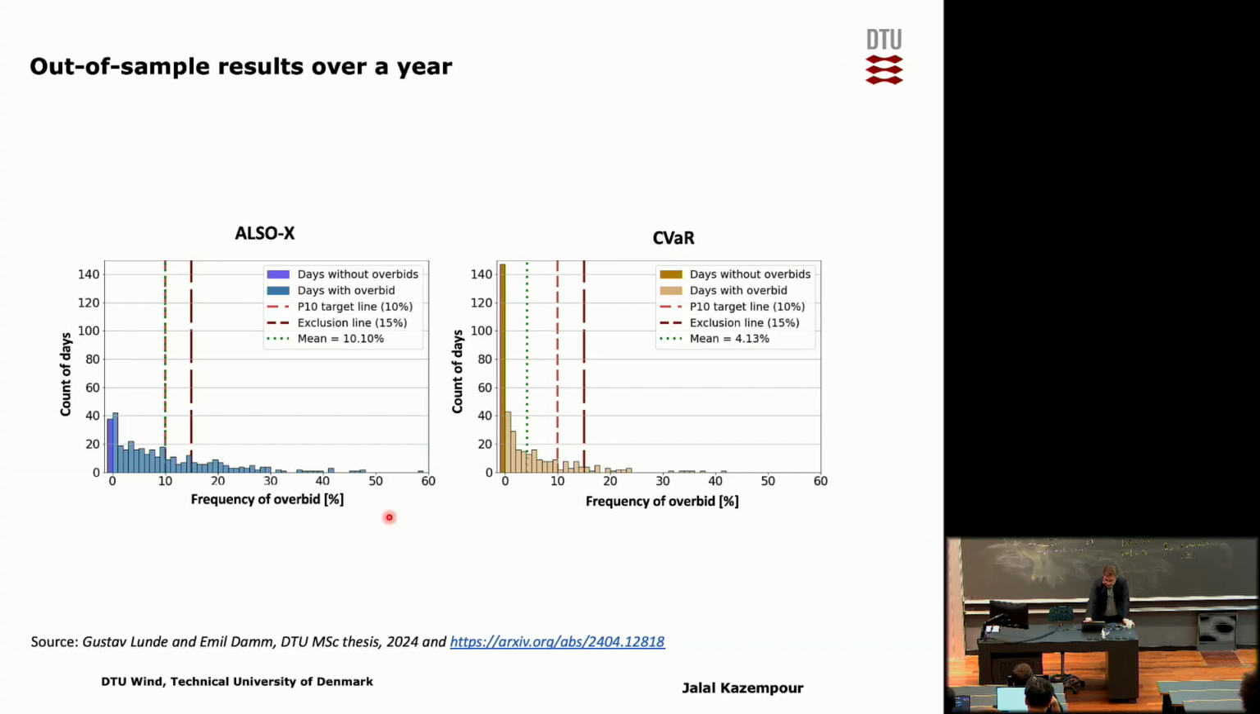So what Emil and Gustav saw is that ALSO-X exposed a mean violation of 10%. 10% of the times, our service is not available. While in the case of CVaR, because it's a very conservative approach, the mean is 4%, while we had a budget to violate up to 10% of the times.